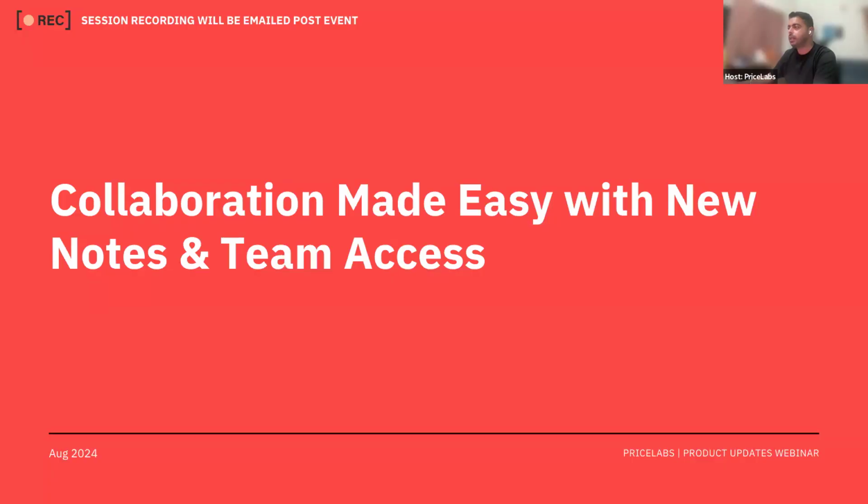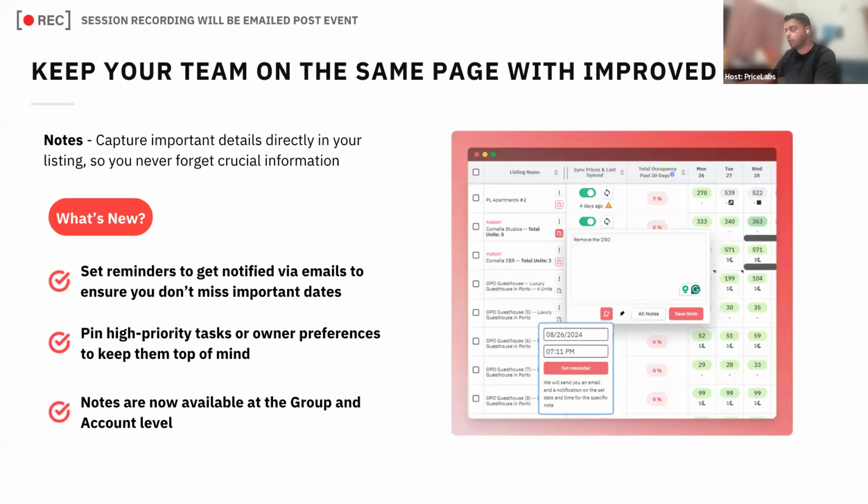Okay, jumping into the feature set that we've launched. There are two subsections here. We're calling it a collaboration module in some sense. What we've done is, earlier, if you have been using Notes as a feature, Notes was available at a listing level. Now the Notes capability has been added to groups and account level.